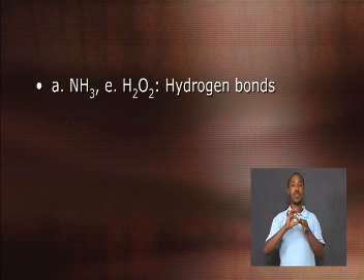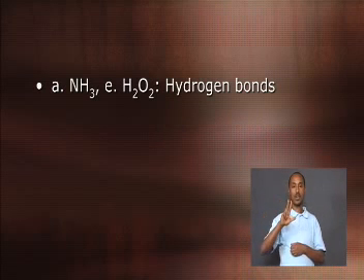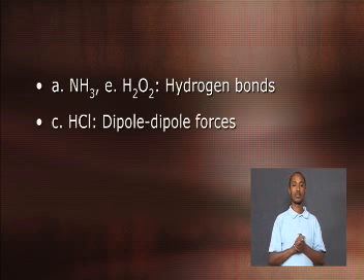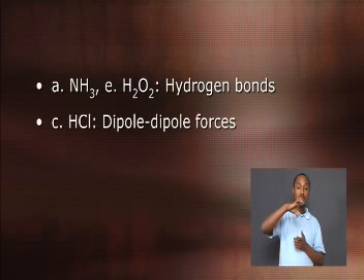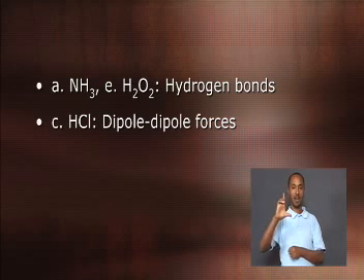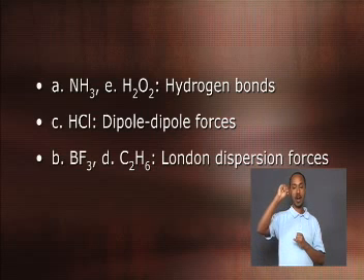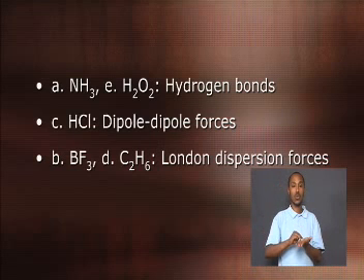Hydrogen bonds would be the dominant between the molecules of ammonia and water. Dipole-dipole forces would be dominant between the molecules of the substance hydrogen chloride. Finally, London forces, the weakest type of force, would be dominant between the molecules of boron trifluoride and ethane. Did you get the same answers that I did? If you did, then you are correct.